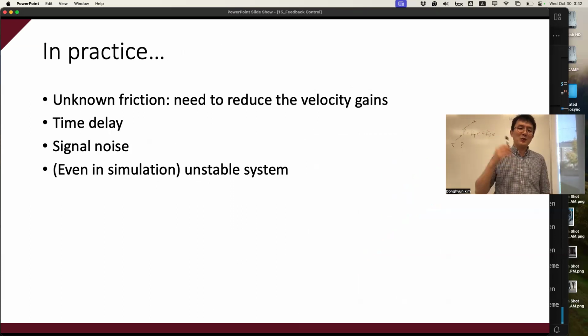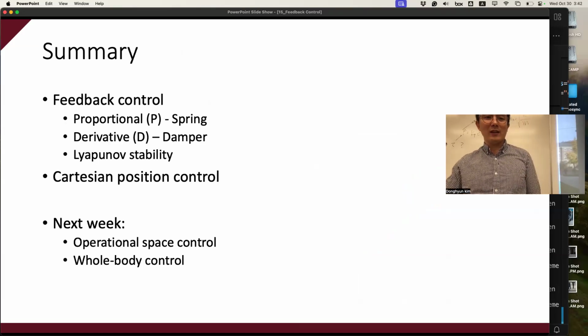In practice, you have to think about unknown friction, time delay, signal noise, and the system can be unstable even in simulation. It depends on how you set up the system, how you set up your simulation. And this is a summary of what we've learned today. We're going to learn operational space control and whole body control next week. Any questions?